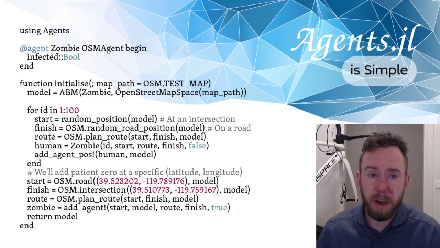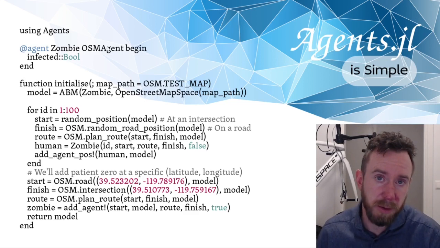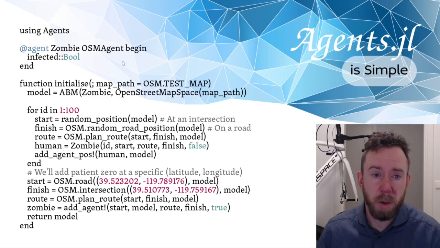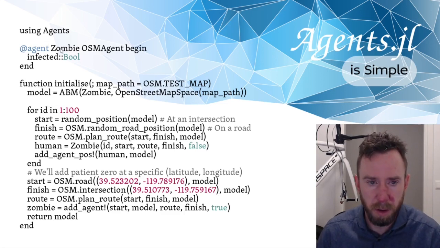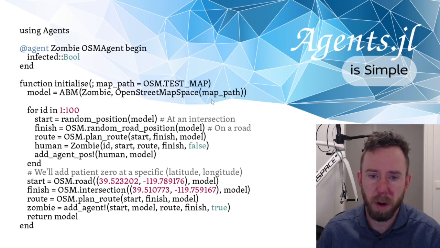We need to provide a space. There are a number of different spaces you can use here, although the one that we're going to use is the OpenStreetMap type of space. So this is just one function that you effectively generate the entire system with. You create a model which you can give this zombie structure to, as well as an OpenStreetMap type of space.